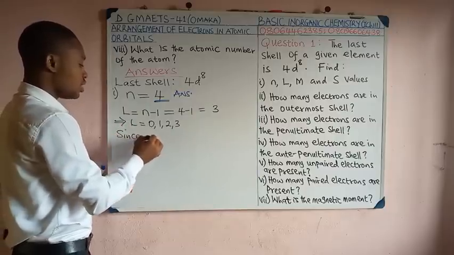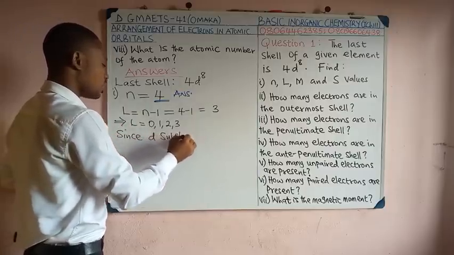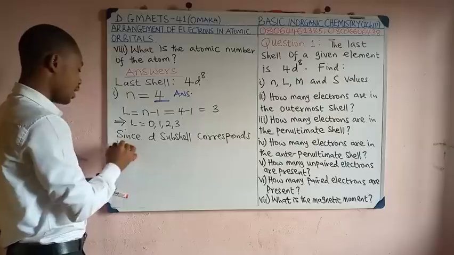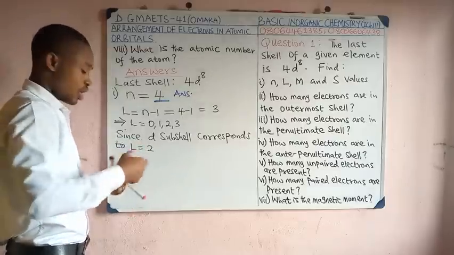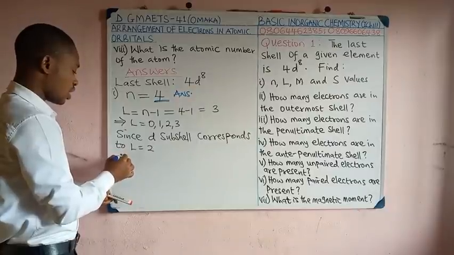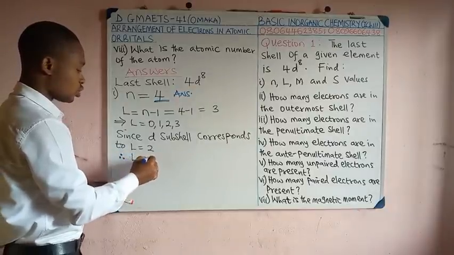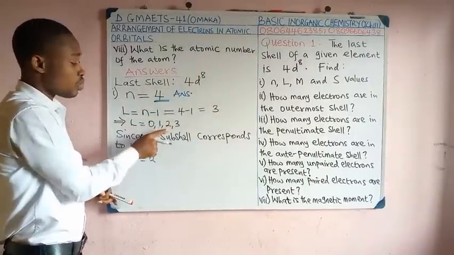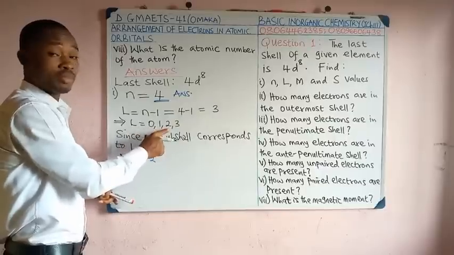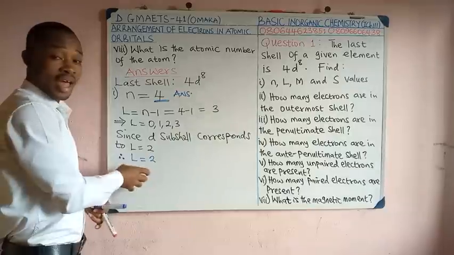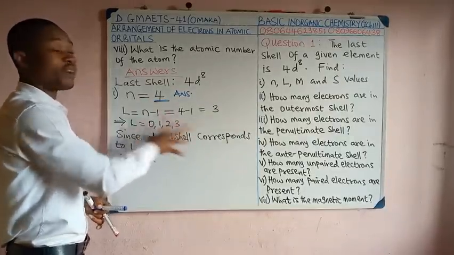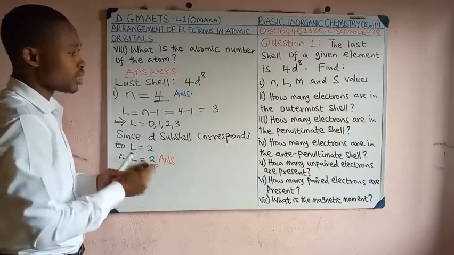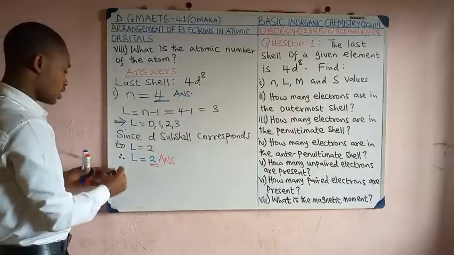Let me make a statement on that here. Since the d subshell corresponds to l equal to 2, what's the implication? Therefore, we can simply say that the value of l is equal to 2 in this case. Are you following? Because the last electron entered the d orbital, d corresponds to the subshell with azimuthal quantum number 2. So it simply means that l is equal to 2. Even if we have 0, 1, 2, 3 values, the actual value of l is equal to 2. Alright, answer.